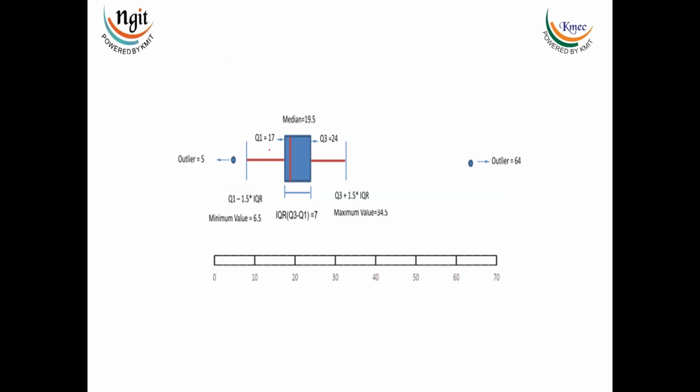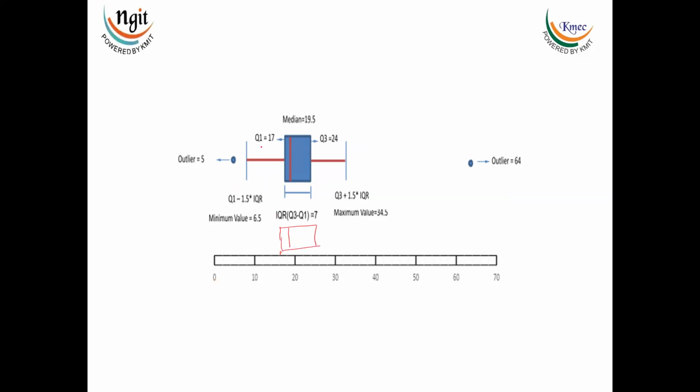Here the Q1 is 17. If you see here, somewhere it is 17. So simply draw a line over here. Then Q2, that is the median, is 19.5. That is a very small distance there. Somewhere here, 19.5. You can draw a line over here. Then Q3, it is 24, somewhere here. So this represents a box plot.